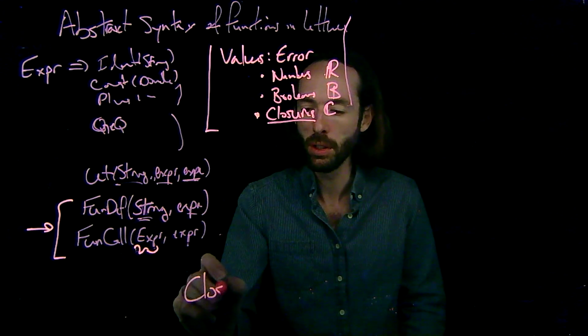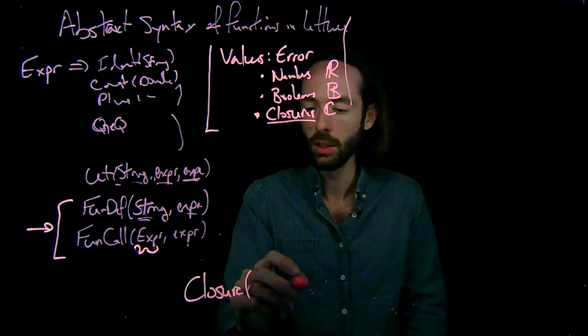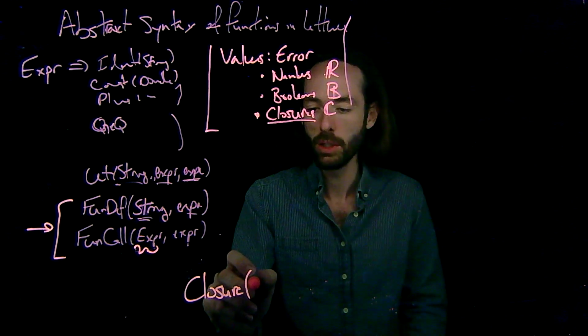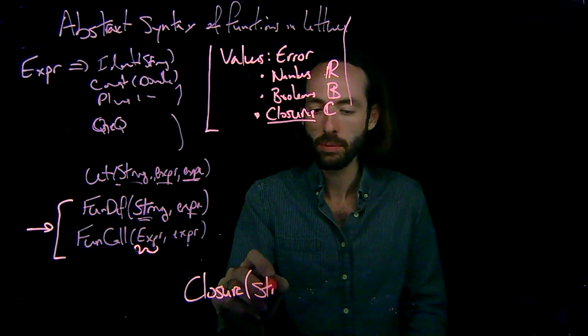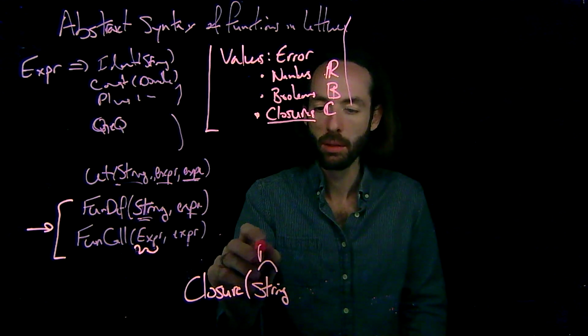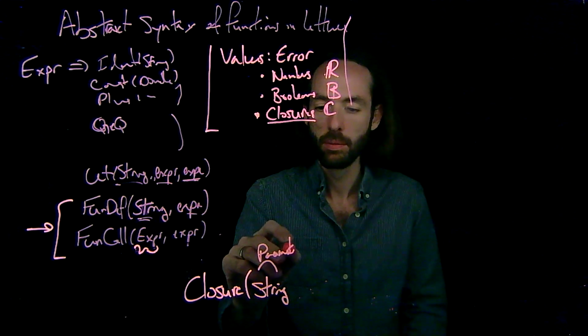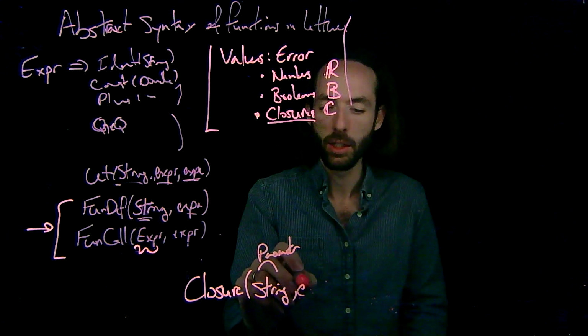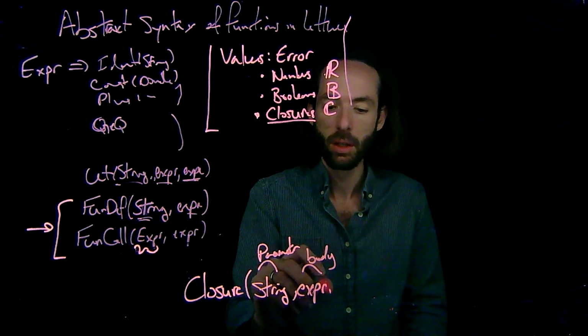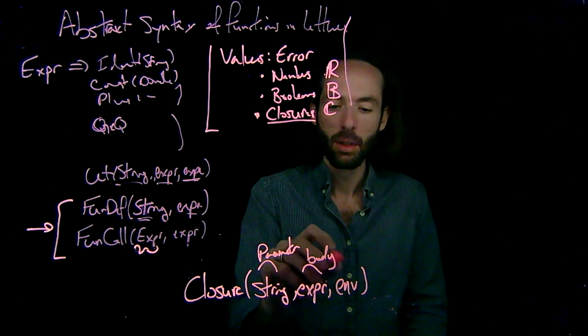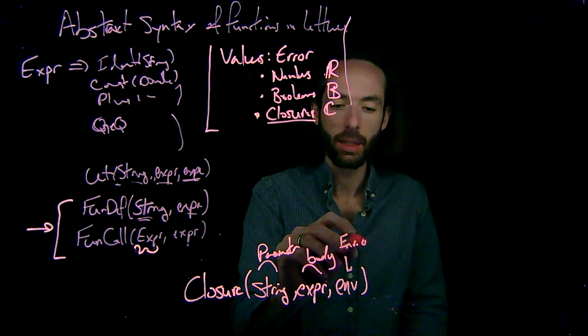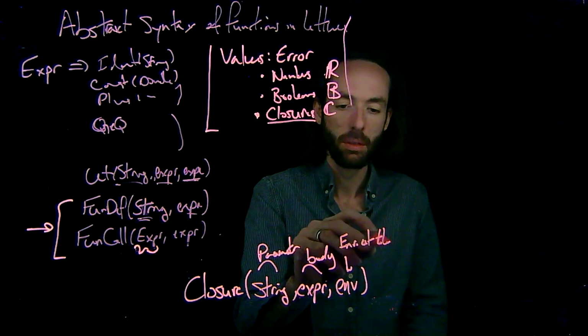And a typical closure is going to look like this: closure with a string, which is going to be the parameter, and then an expression, which is going to be the body of the function, and then an environment, which is the environment at the time we define the function.